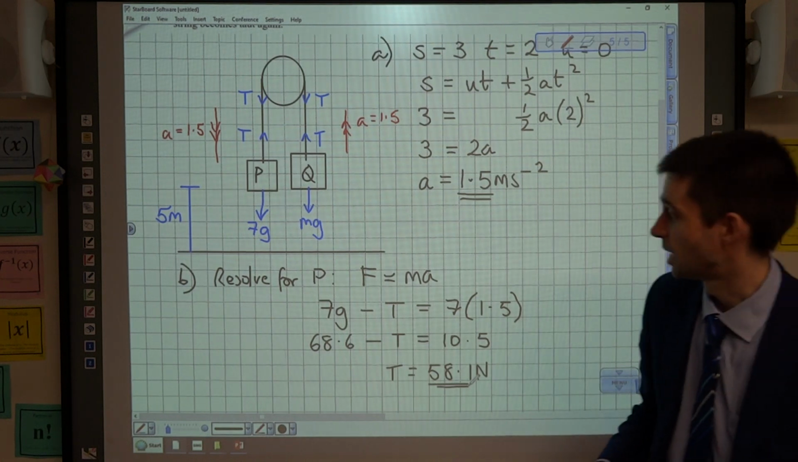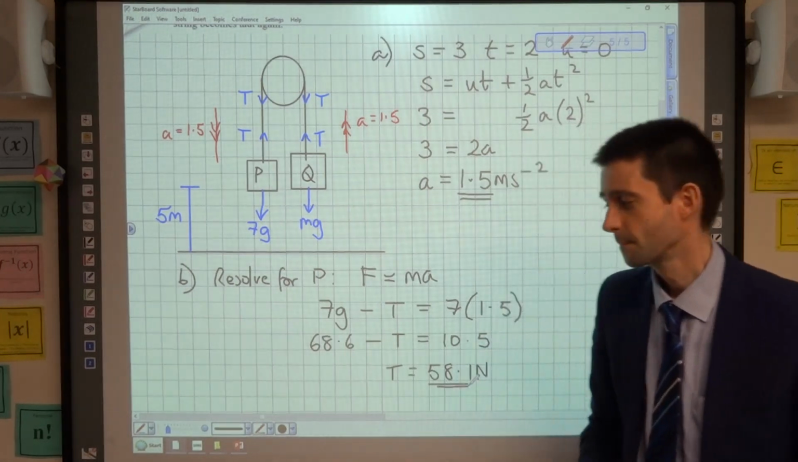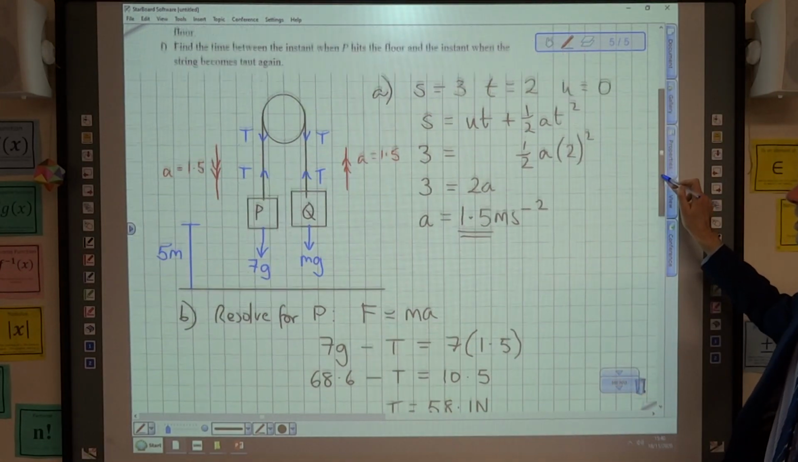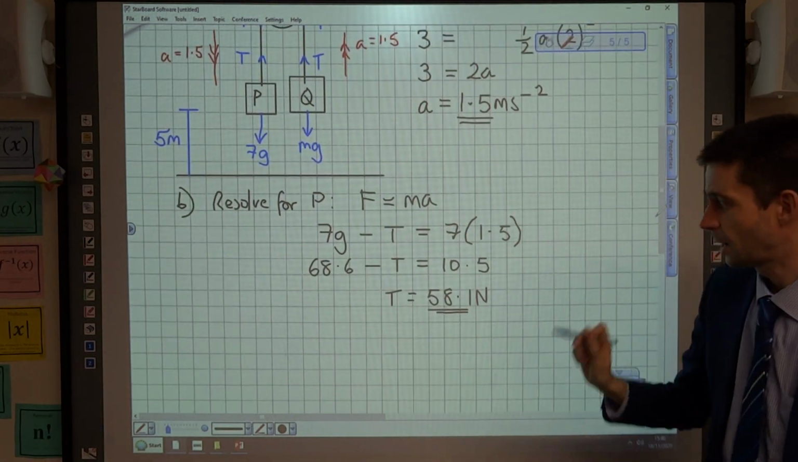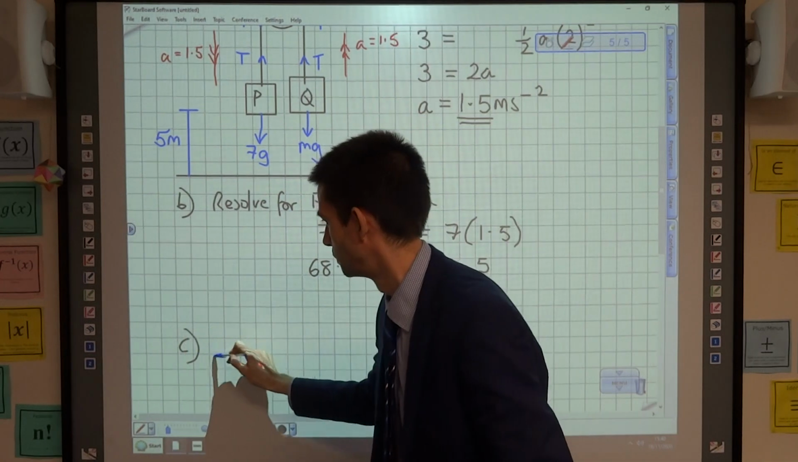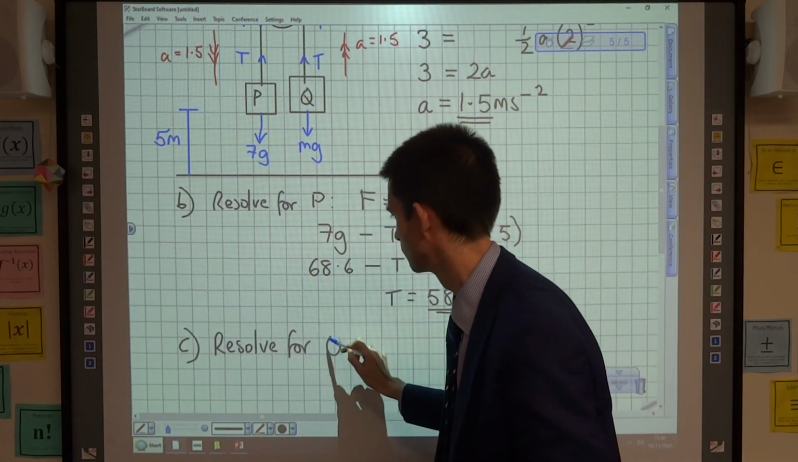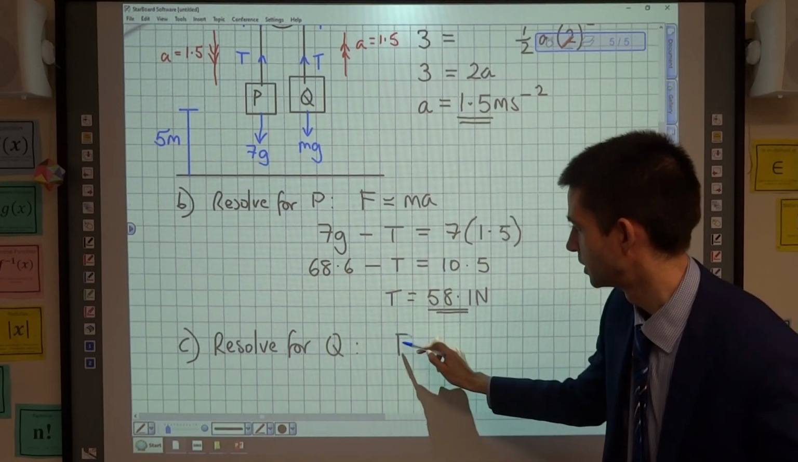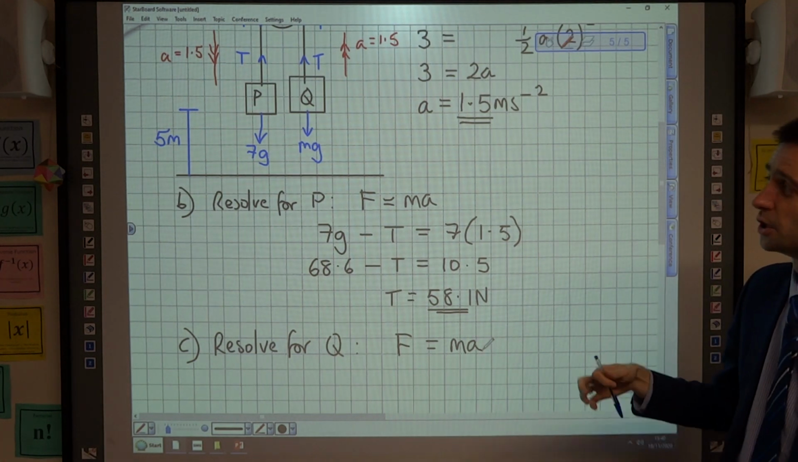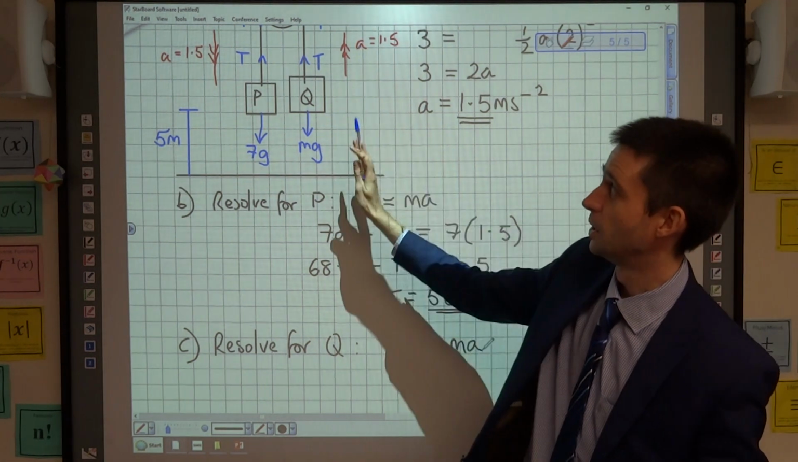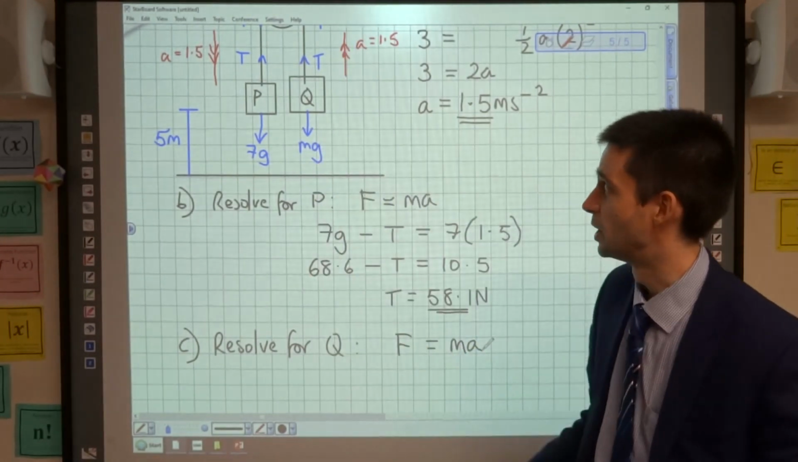And that's the tension in the cable. As I mentioned earlier on, that is the same value for all of those tensions on the diagram there. Okay, part C is saying calculate the mass of particle Q. So we now have enough information to resolve for Q. Again, using resultant force equals mass times acceleration, in the direction of motion. For this one, that means up is the positive direction for Q, so the forces acting upwards are going to be the positive forces.